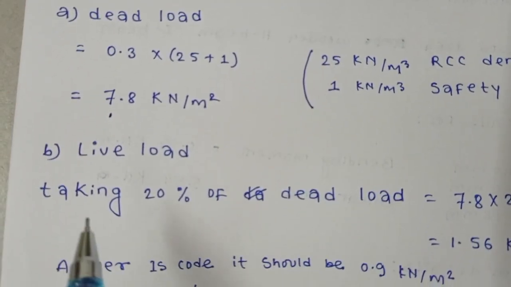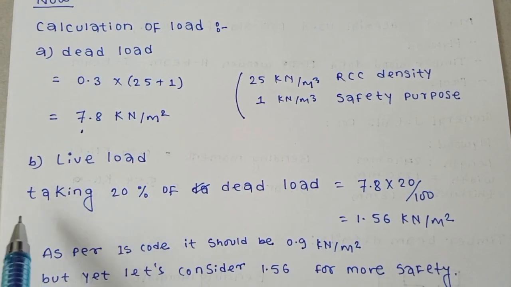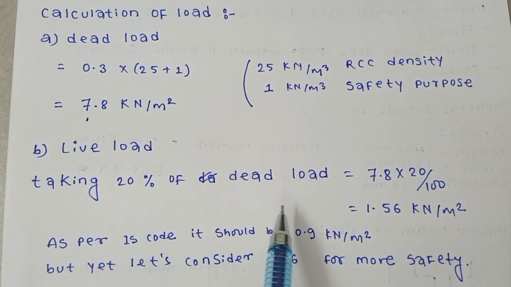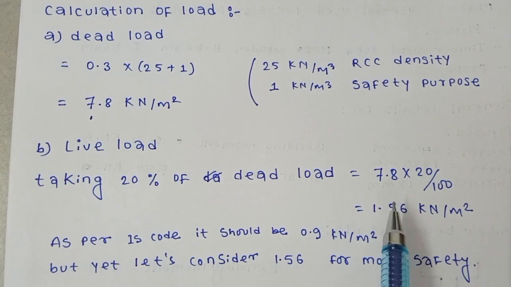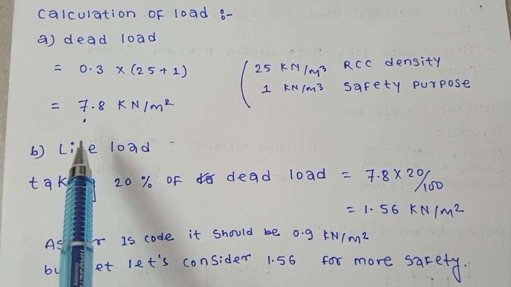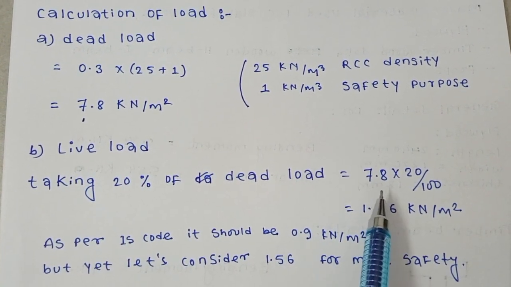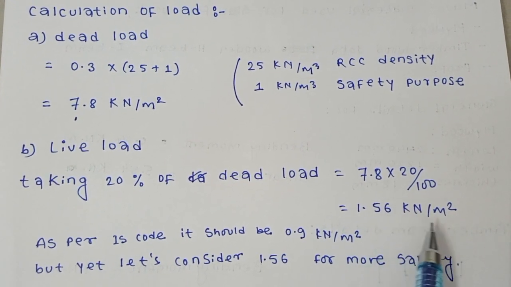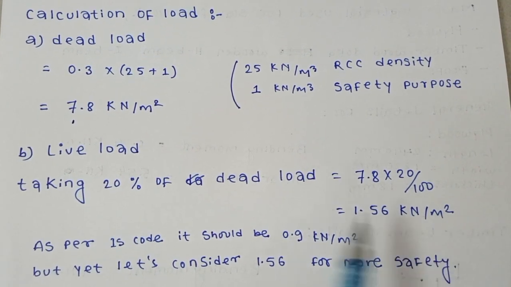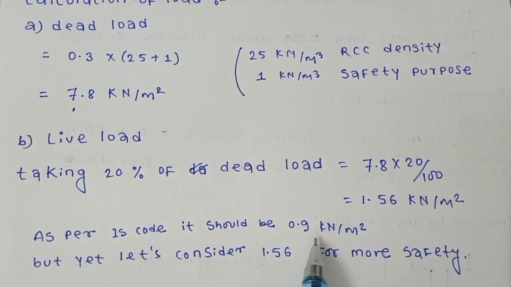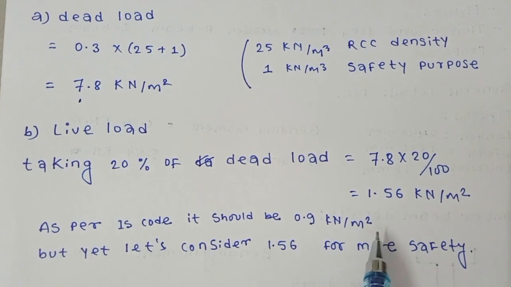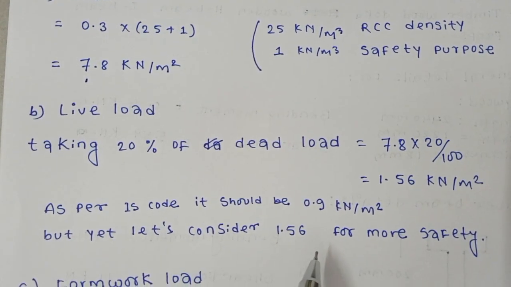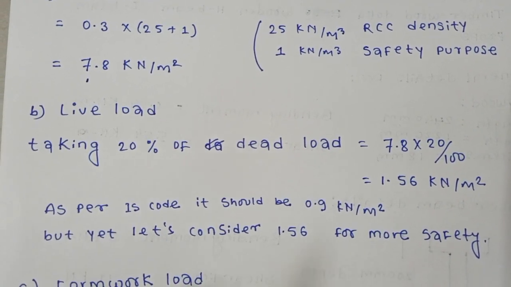Next, live load. We have considered taking 20% of dead load as the live load. So the dead load is how much in total? 7.8 kilonewton per meter square. 7.8 into 20%, 20 divided by 100. So we got 1.56 kilonewton per meter square. As per the IS code, it should be 0.9 kilonewton per meter square, but we have considered 1.56 kilonewton per meter square for safety purpose.